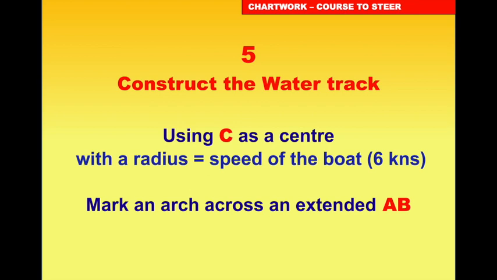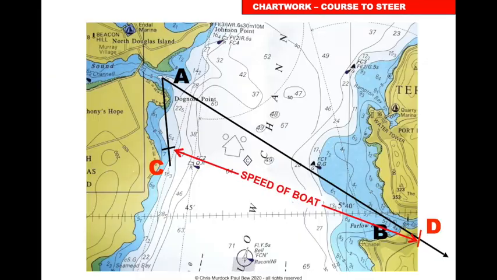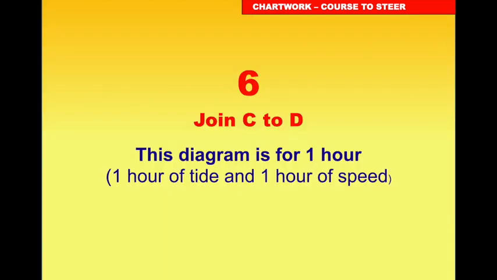Construct the water track. So using C as a centre with a radius, which is the speed of the boat, 6 knots. We're going for an hour, so it is 6 nautical miles. So put your dividers to 6 nautical miles, mark an arc across from extended A to B. There we go, from the end of the tide, 6 knots, 6 miles from C, and it will arc across our line at D. This diagram is for 1 hour. 1 hour tide equals 1 hour speed.